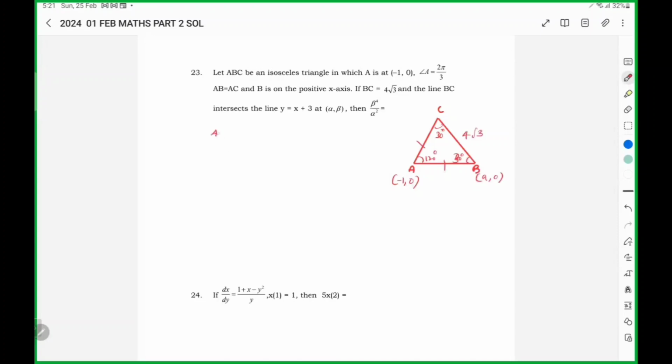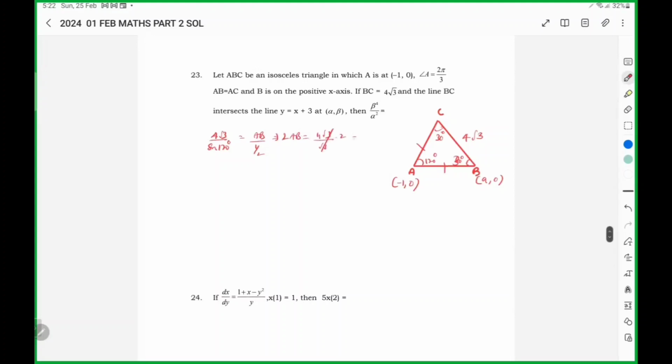Once you apply the sine rule, 4√3 by sine 120 is AB by sine 30. So 2AB will be 4√3 times √3 by 2. That means AB becomes 4. Once AB is 4, (a plus 1) whole square is 4, which implies a plus 1 is, that is, a can be 3 or -5. He told positive x-axis, so I choose B coordinates as (3, 0).